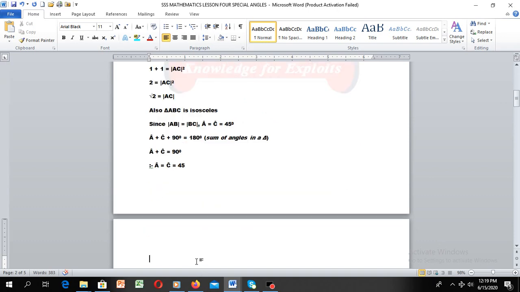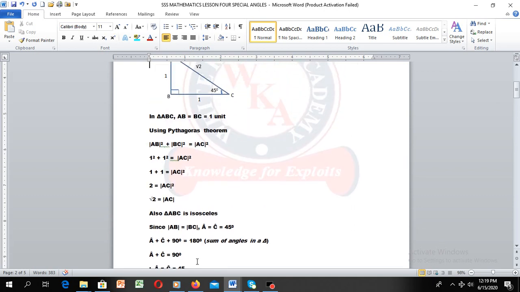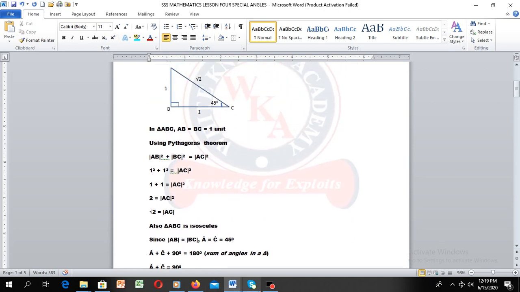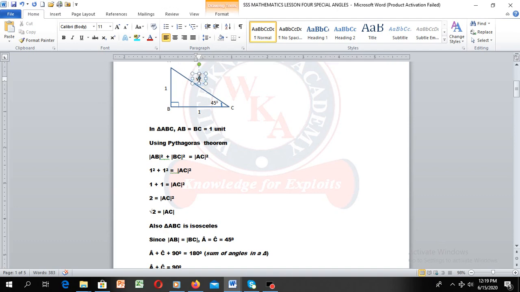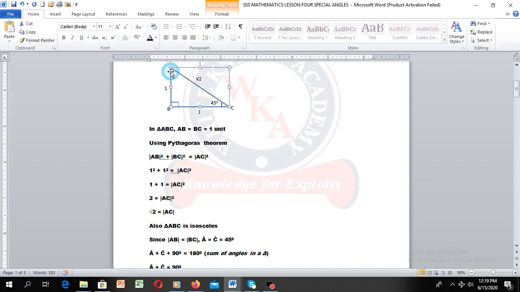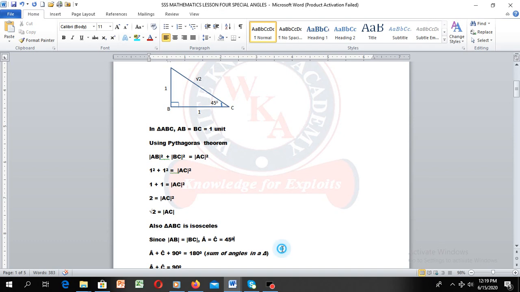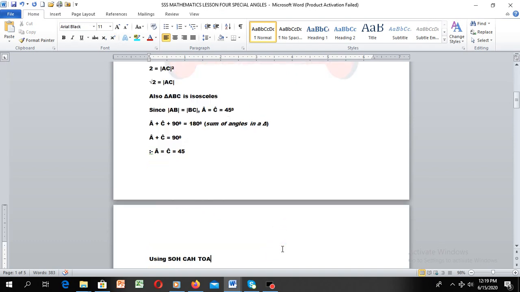Now, let's go a step further. We have been able to establish that in this right angle triangle, the two adjacent sides are taken as 1 unit each, and then we were able to determine the hypotenuse to be root 2, square root of 2. Why? Because it's an isosceles triangle and it's also a right angle triangle. And then angle C and angle A are equal in value, and both of them are equal to 45 degrees.